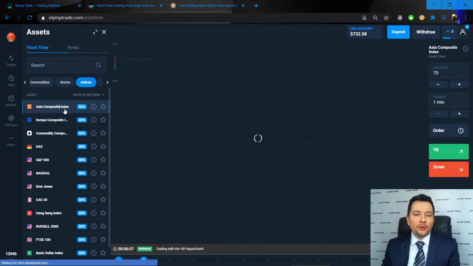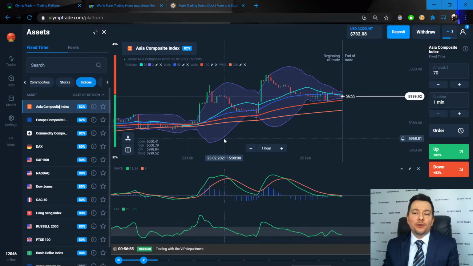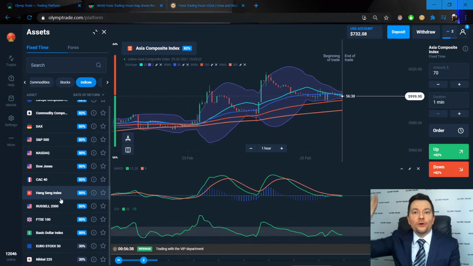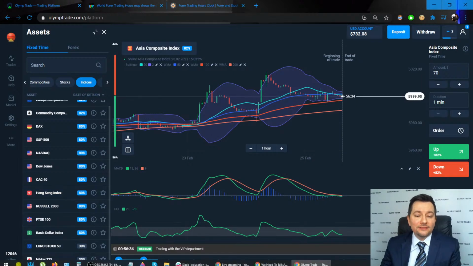So the Asia Composite Index is an index comprised of the Asiatic economic region. So we have the likes of China, Japan, Singapore, Indonesia. These countries are all part of the Asia Composite Index. And we have the Hang Seng Index, which is all the way in China. It's the Hong Kong Index. And then we have the Nikkei 225, which is the Japanese index.